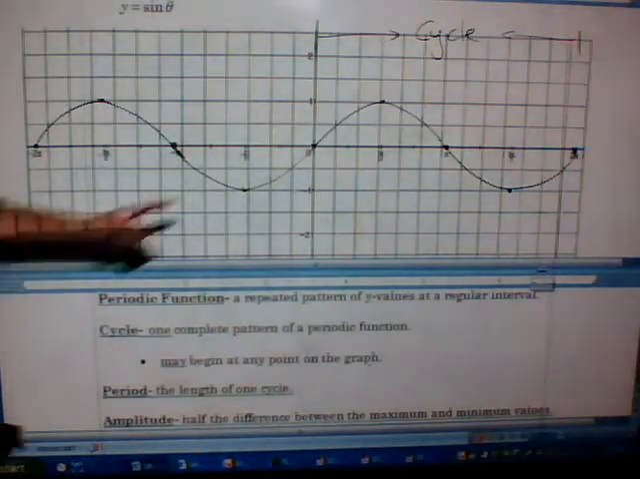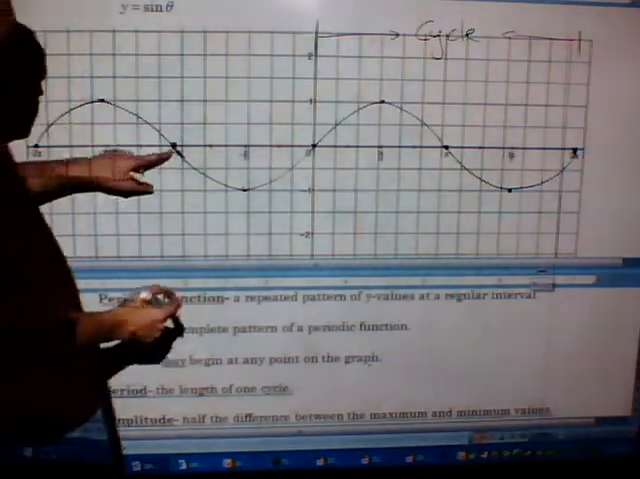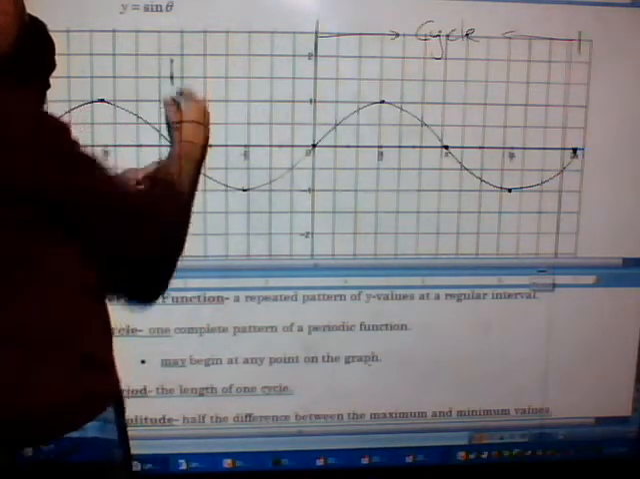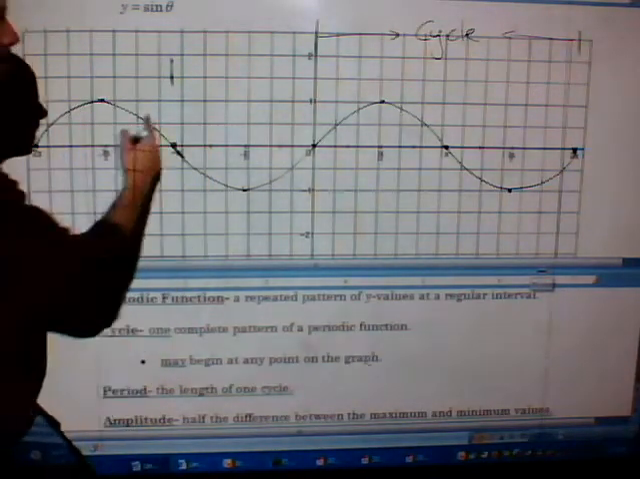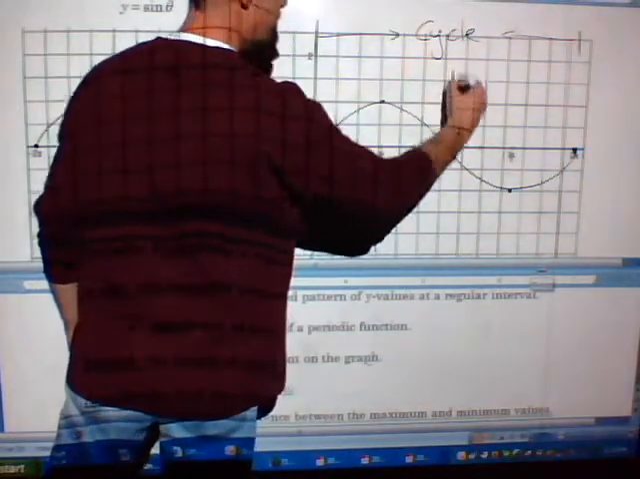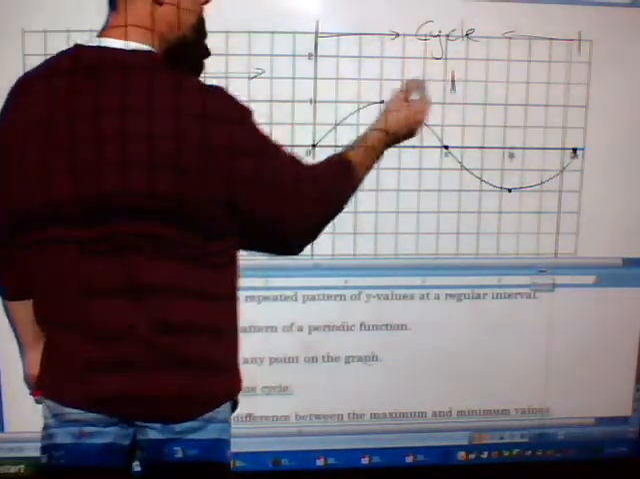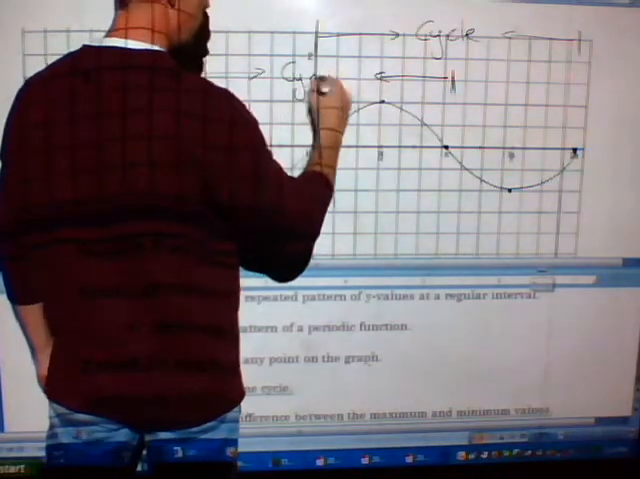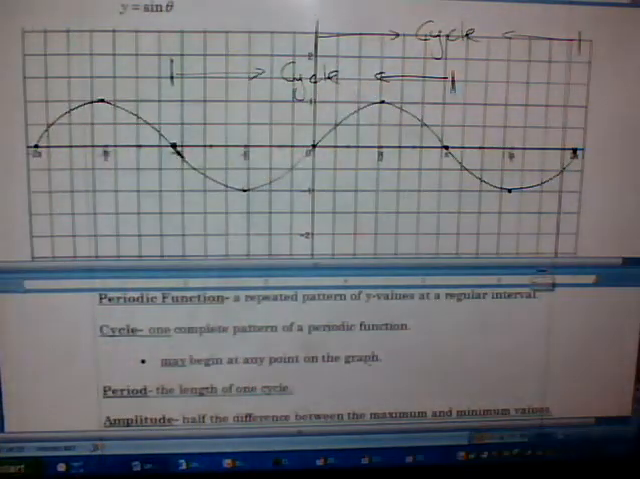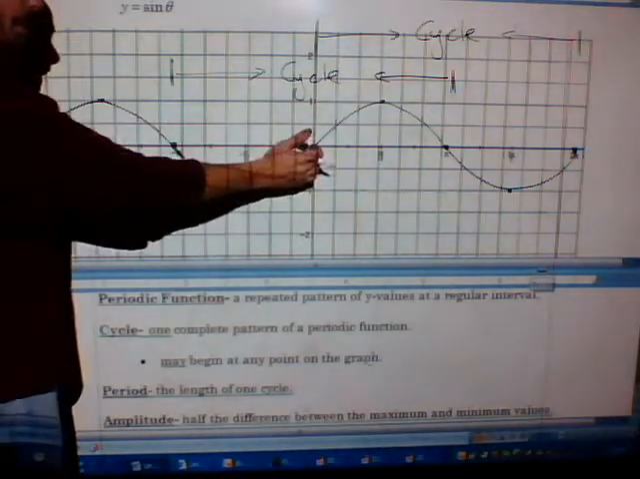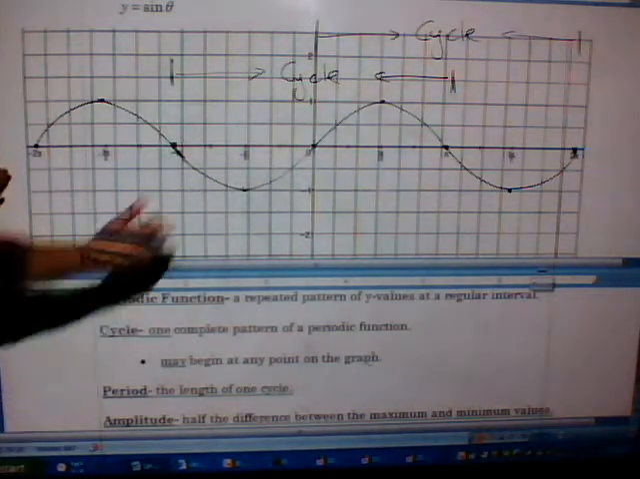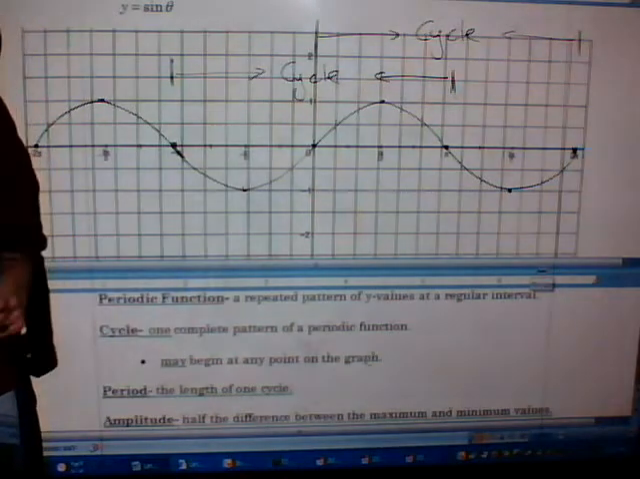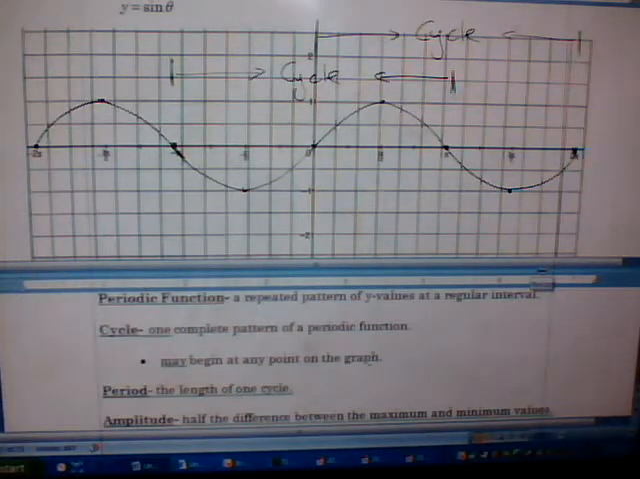But a cycle doesn't have to start at 0. Okay? We could start our cycle here at negative pi, which means our cycle would end here at positive pi. So between here and here, this would also be a cycle. Okay? We could start our cycle at negative 2 pi. It would end at 0. That would be a cycle. So a cycle can start and stop at any point in time. Okay? So that's a cycle.